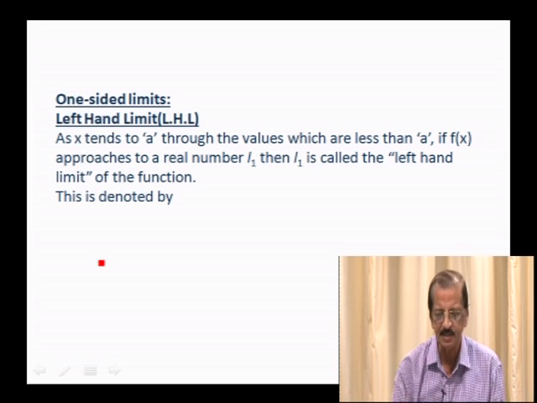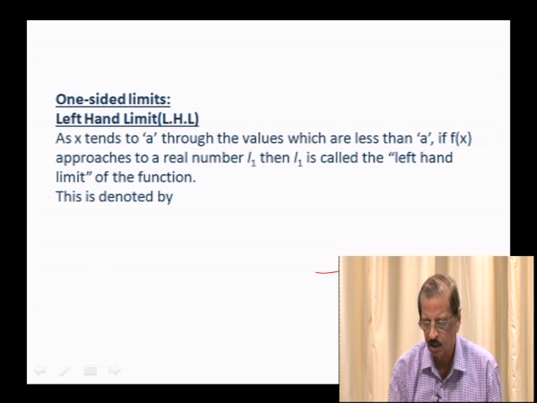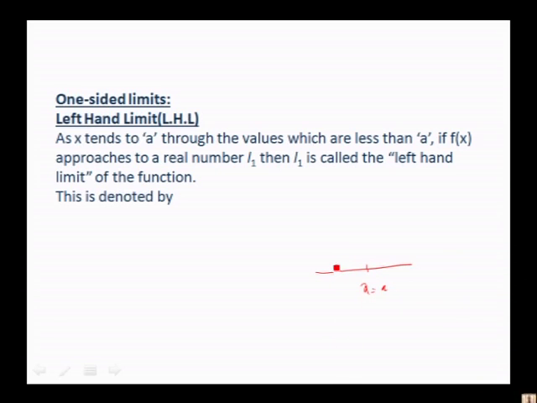One-sided limits: we have left hand and right hand limits. If you have x equals a here, and you go to a from the left, that is values which are less than a, then we say we are considering the left hand limit. Suppose f(x) tends to L1 as x takes values very nearly equal to a from the left, then it is called the left hand limit, and it is denoted by limit of f(x) as x tends to a minus is equal to L1. So a minus means x tends to a from the left.